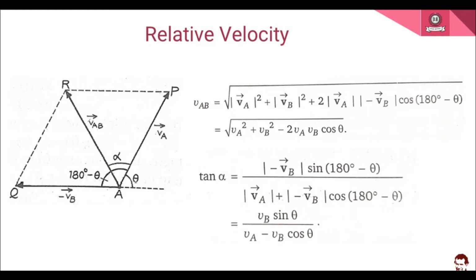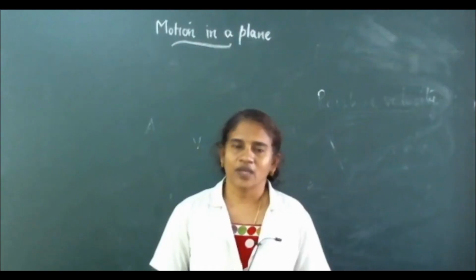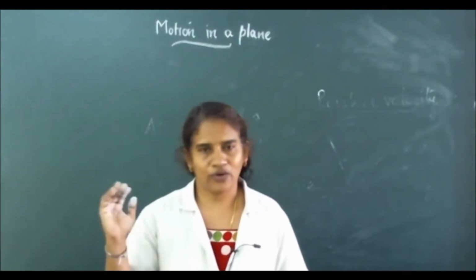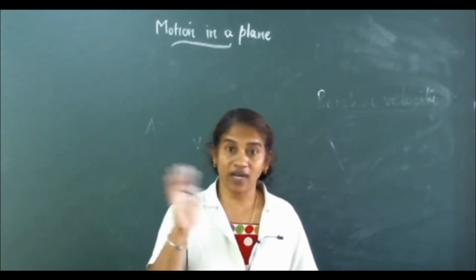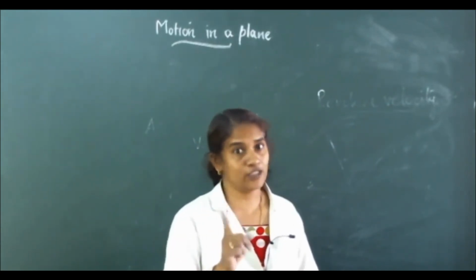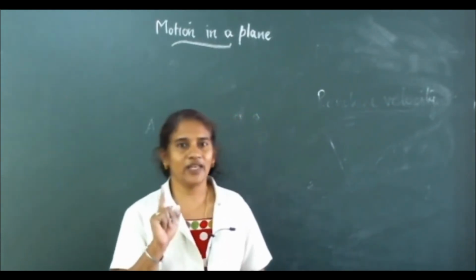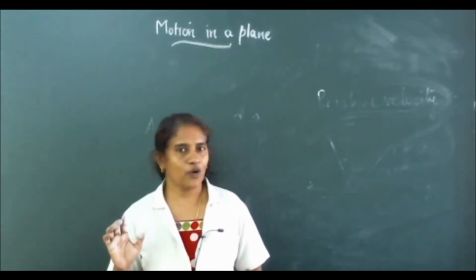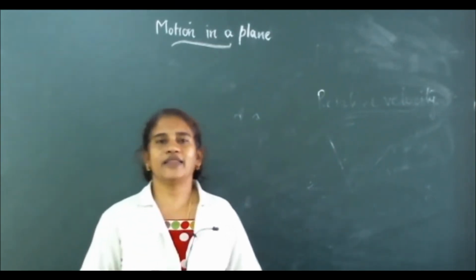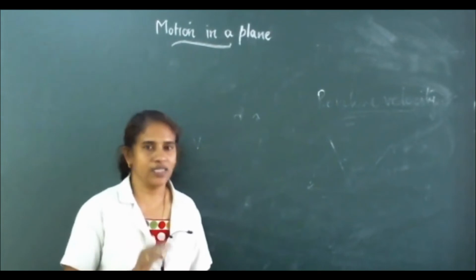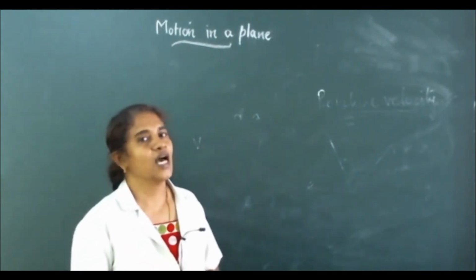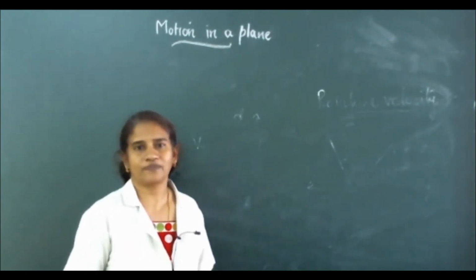Likewise, we can calculate relative velocity. Clear? So relative velocity also you understood. When two bodies are in motion, you have to specify it; in such cases only relative velocity comes. Okay, then we are moving on to the last part of today's class, that is projectile motion.